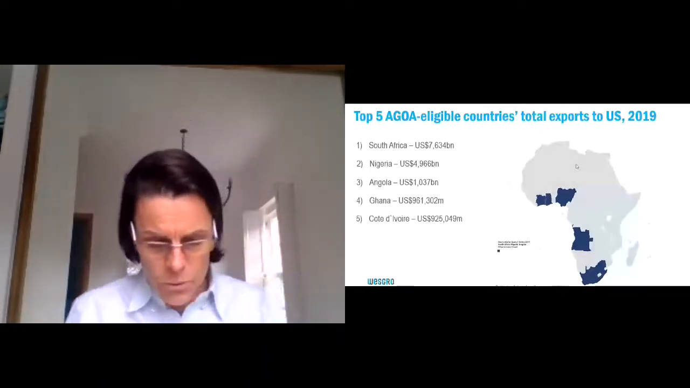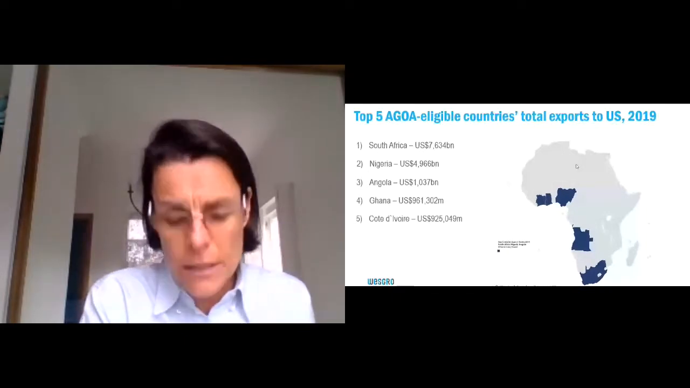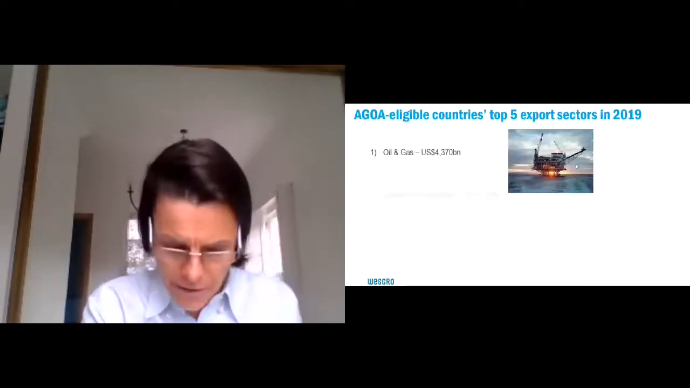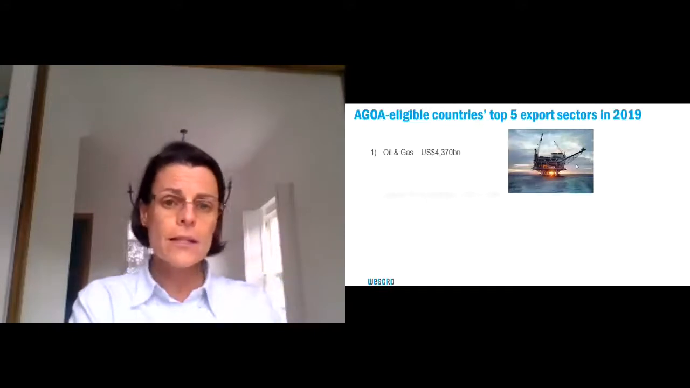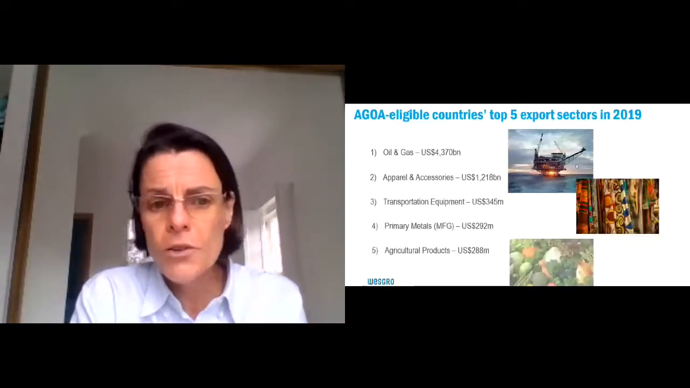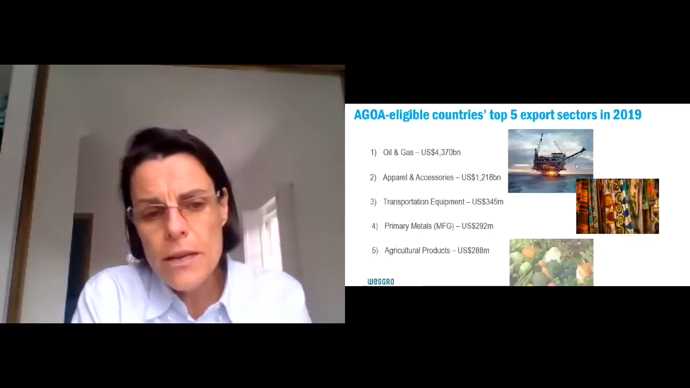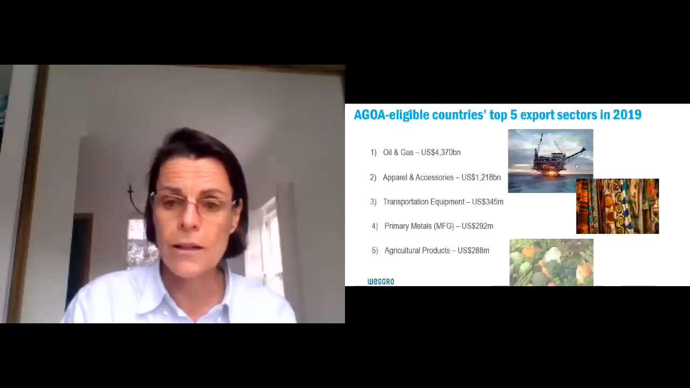On to the next slide, whereby we talk about the values from a product sector perspective. Oil and gas dominated exports to the US, which stands to reason given the continent's wealth of gas and oil reserves. Apparel and accessories came in at a distant second at close on $1.22 billion. Transportation equipment far less at $345 million. Primary metals, and then agricultural products in fifth position as well.